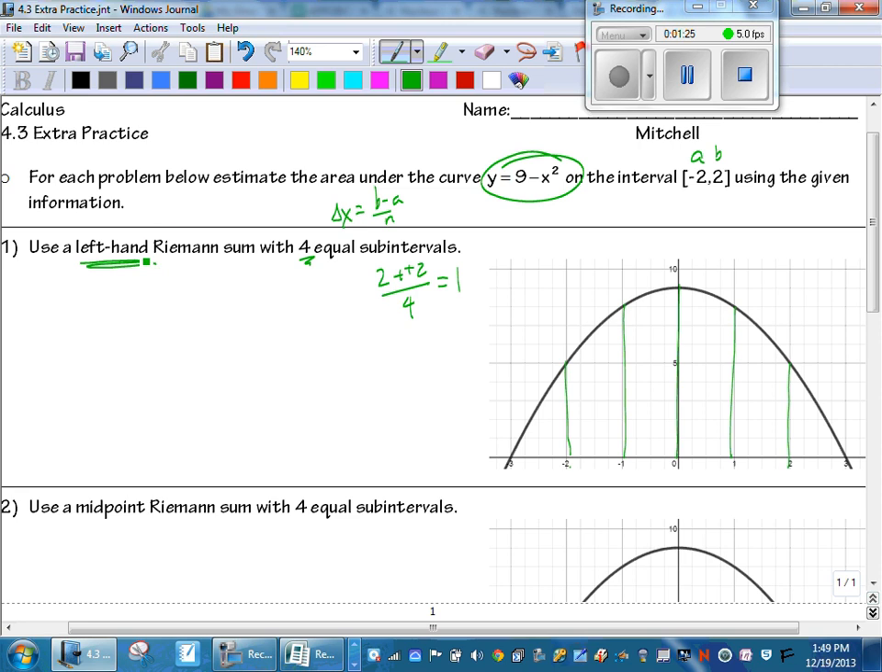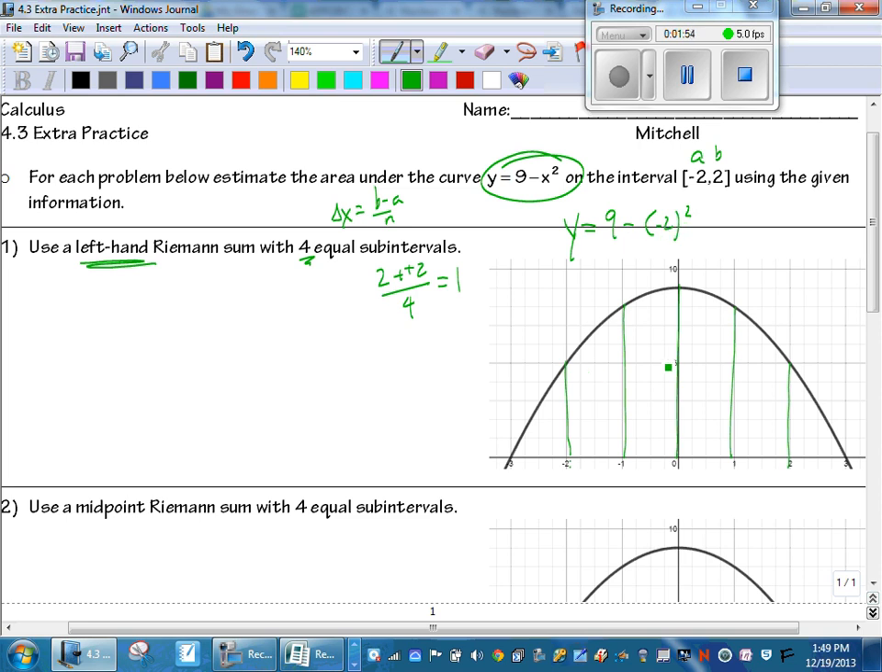Now, to create our rectangles, this is a left-hand Riemann sum. So that means if we're looking at this first region here, we're going to look at the left-hand side, which would be -2, and we're going to get the height of our rectangle from that x value. X equals -2 for that interval. We're going to put -2 into the equation. So into this equation, we're going to put -2. And when we do that, we get 9 minus 4, which is 5.